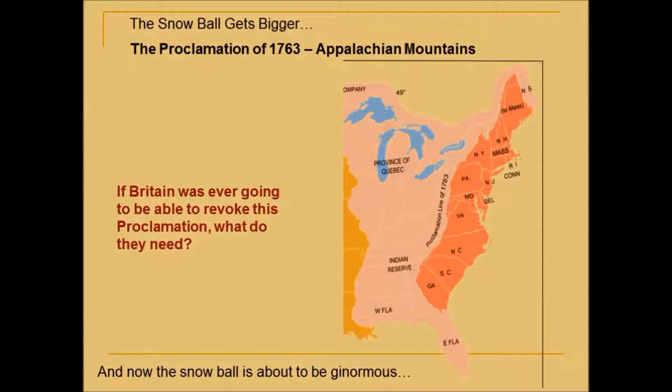Well, these people came to this new world to get land, and now you're telling them that they can't have it. So the British realize that they're going to have to eventually allow these people to go west of the Appalachian Mountains. But here's a great question on the screen: if Britain's ever going to revoke this proclamation, what do they need? And of course, the answer is going to be money. Are they going to get the money from the people living in England? Of course not. They're going to get the money from the people living in the colonies. It's a colonial problem. And so now the snowball is about to be ginormous.